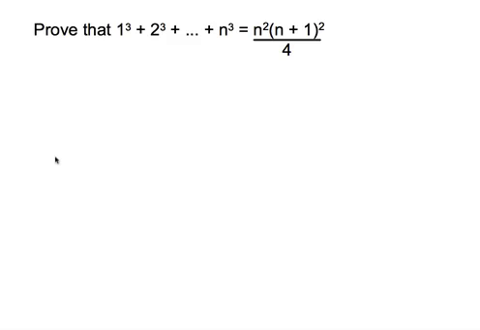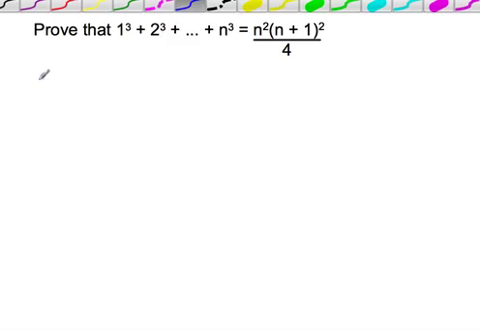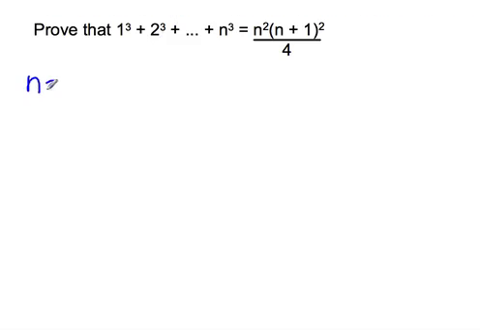Okay, so in this example, we're going to prove that the sum of the cube numbers from 1 to n equals n squared times n plus 1 squared out of 4. So we're going to start with n equals 1 and show that that's true for n equals 1. So if n equals 1, then you sum up the cubes, it's just going to be 1 cubed. And that equals 1, of course.